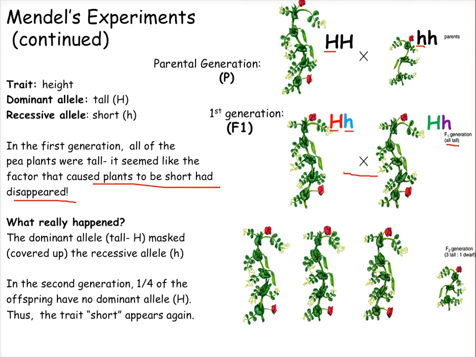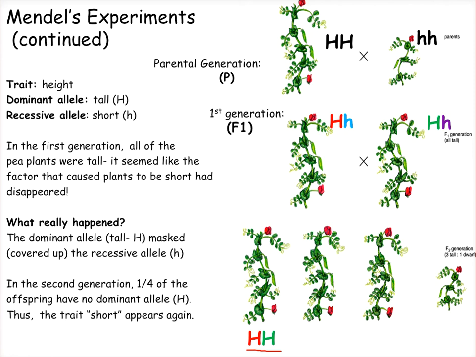The first possible combination that can occur is that parent number 1 can give its dominant allele, and parent number 2 can give its dominant allele. So you're going to get the first combination looking like this, and that, of course, is going to give you a tall plant.